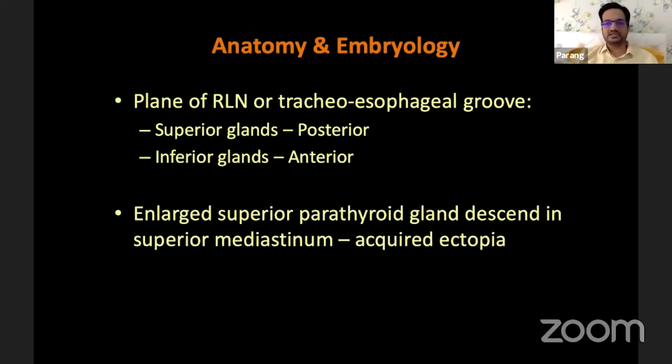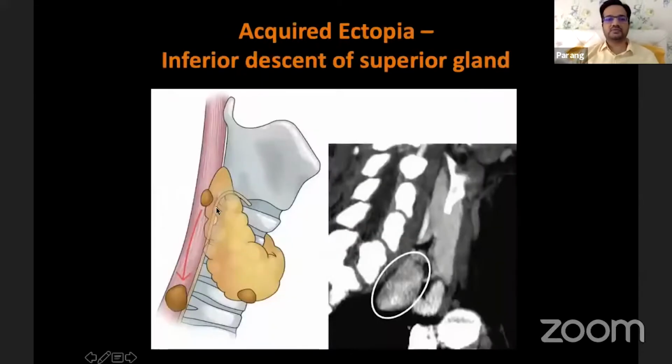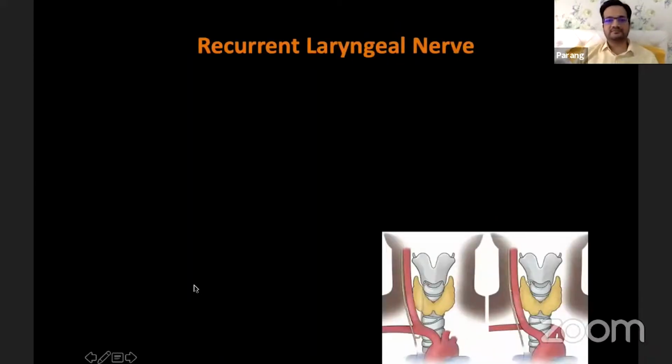So the plane of the recurrent laryngeal nerve or tracheoesophageal groove really helps to differentiate these two lesions, because we know clearly the higher position doesn't always mean it is a superior gland, and the inferior position doesn't mean it is from the inferior gland. And sometimes the enlarged superior parathyroid gland can descend in the superior mediastinum, what is called acquired ectopia. In that case, it can go as low as in the mediastinum, just like inferior. But in that case also, it will always be seen posterior to the tracheoesophageal groove. So whenever you see a lesion in the mediastinum also, you know that it can still be from the superior gland if it is seen posteriorly.